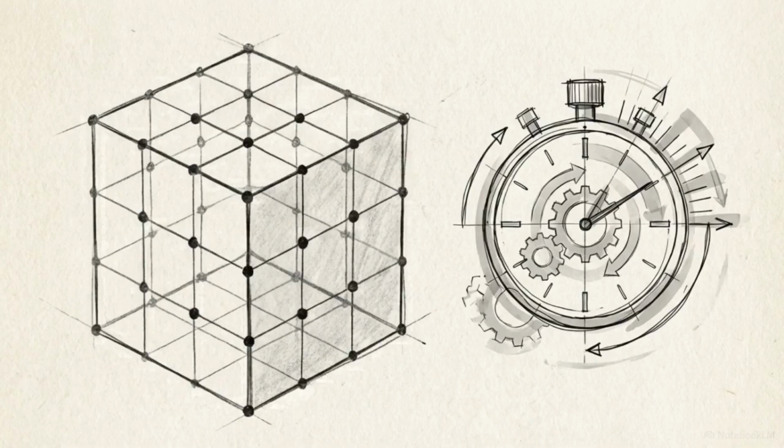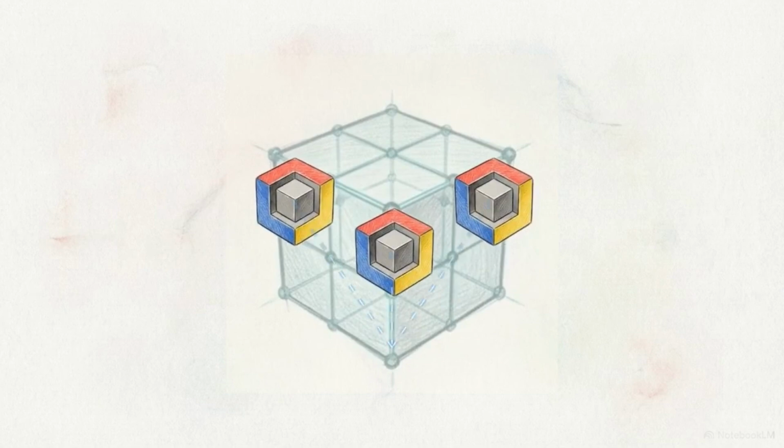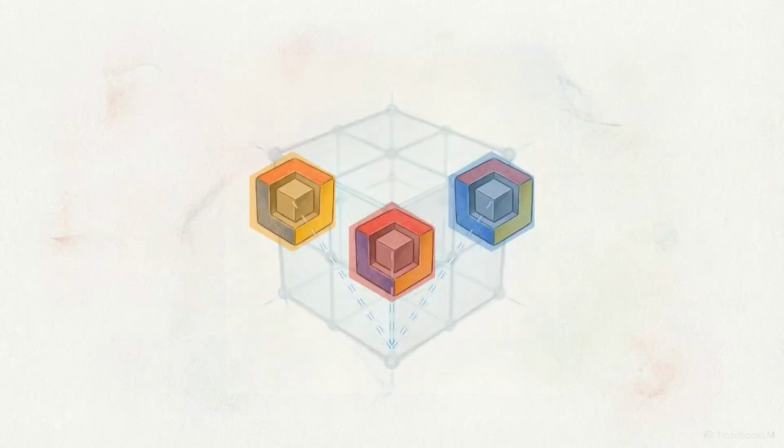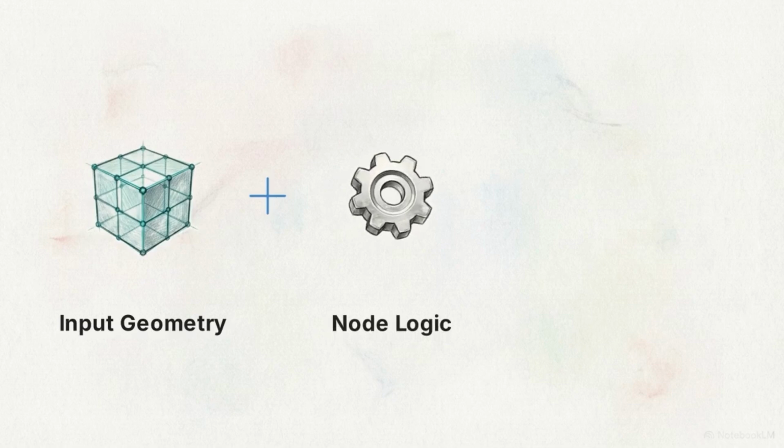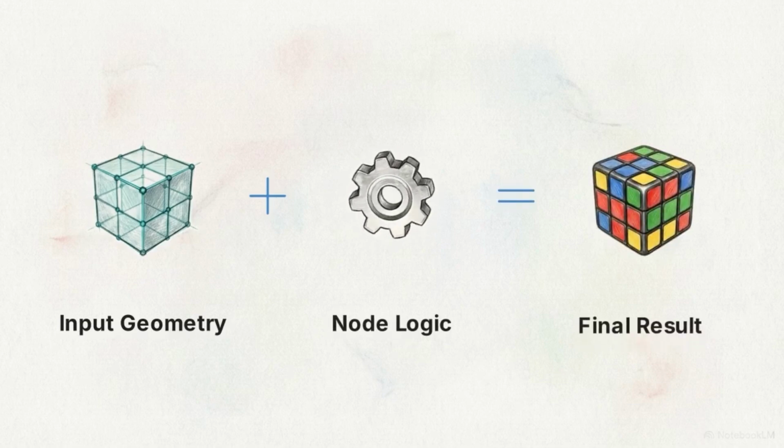We are going to build this entire 3x3 system in under 6 minutes using logic that automates the placement and the coloring. The process follows a strict formula. We take simple input geometry, apply node logic to define the behavior, and Blender generates the final result.